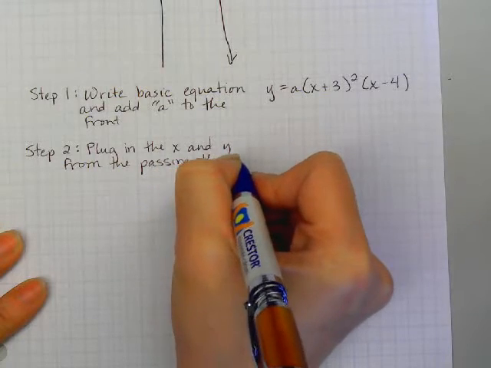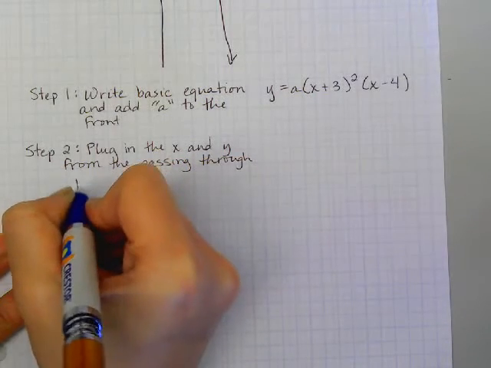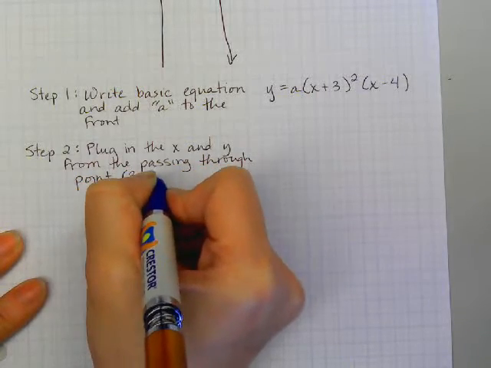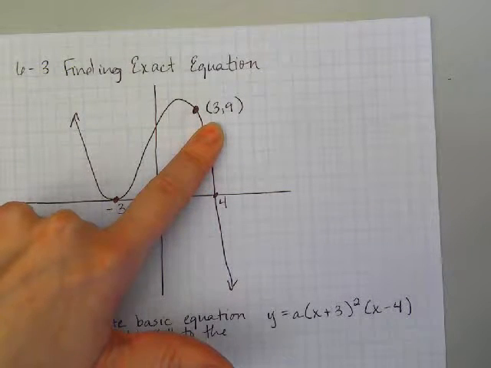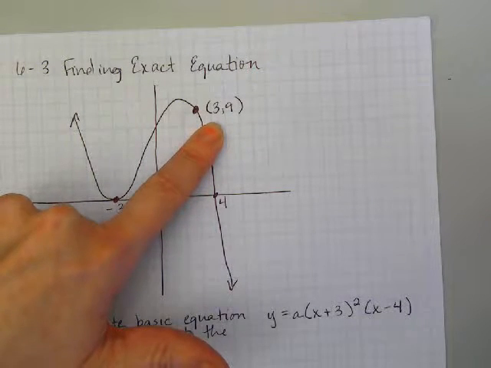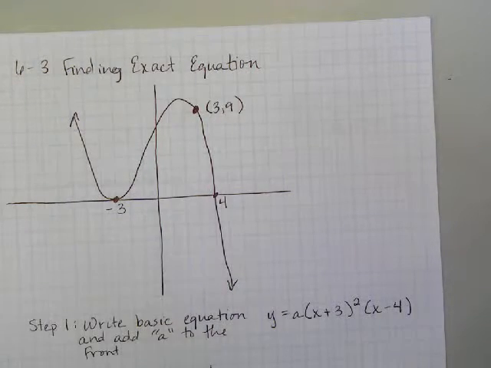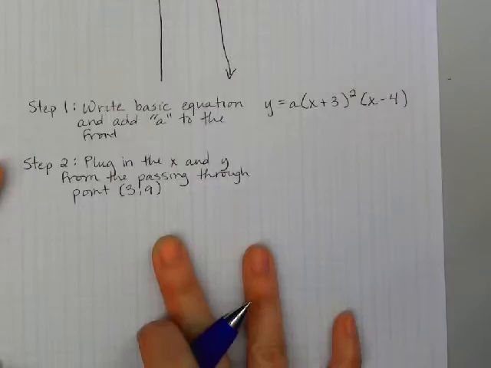So what that looks like, I'm going to take this equation and put 9 in for y. I don't know what a is, and then I'm going to put 3 in for all of my x's. So 3 plus 3 squared, and then 3 minus 4. So next, I need to simplify and solve.